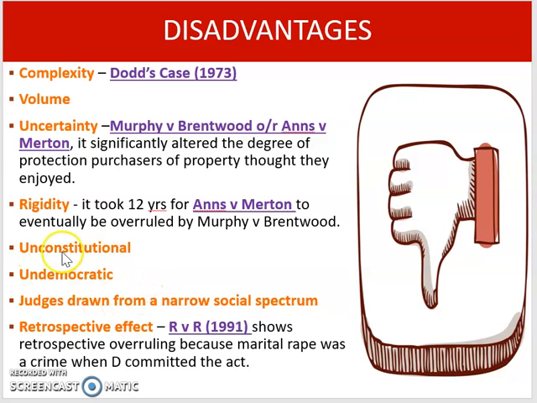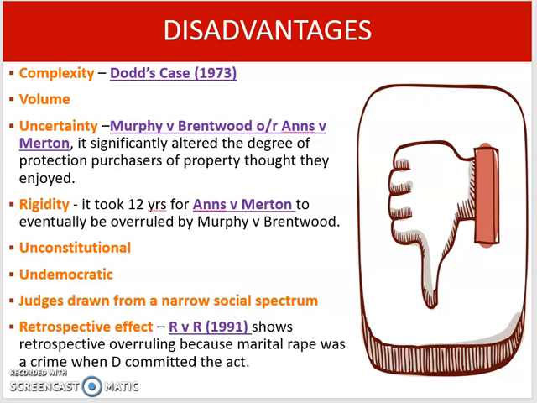It's undemocratic, of course, because they're not elected, unlike the House of Commons in our Parliament, and that judges generally are drawn from a very narrow social spectrum. So do we want this narrow social spectrum making such big decisions on things that affect us, such as in the case of R v R, for instance?